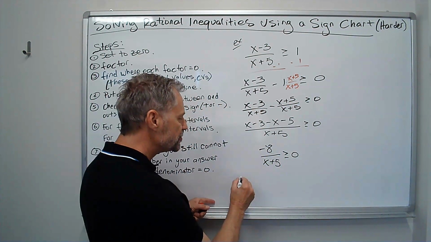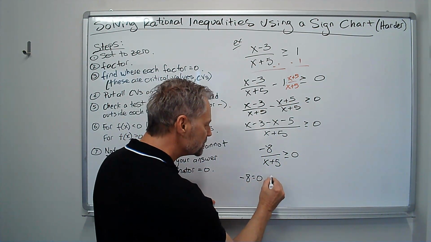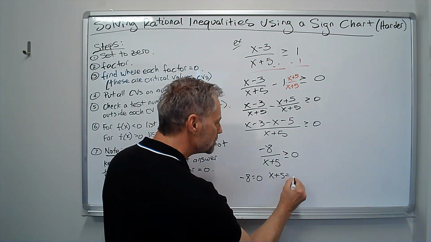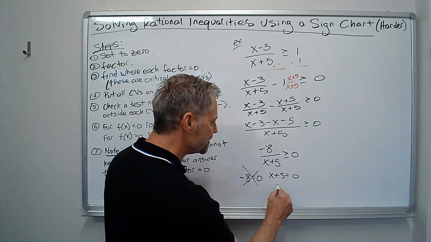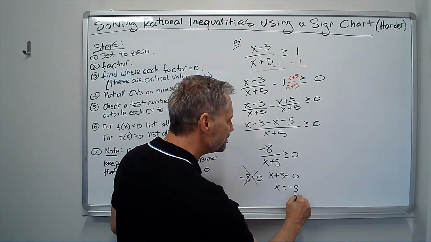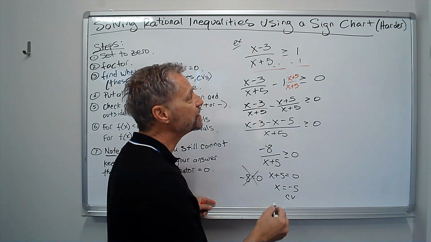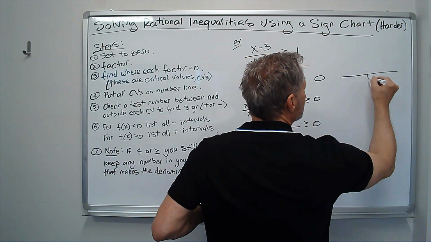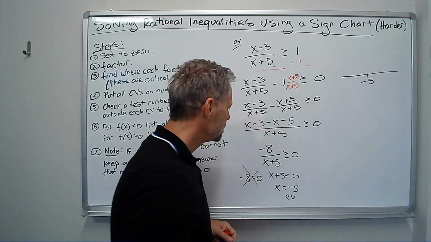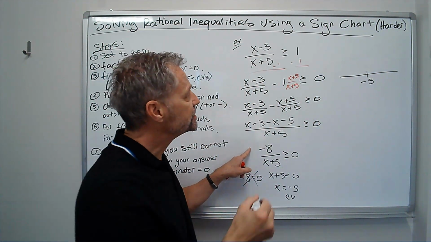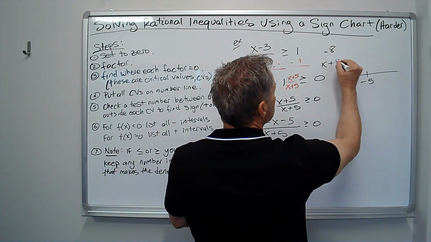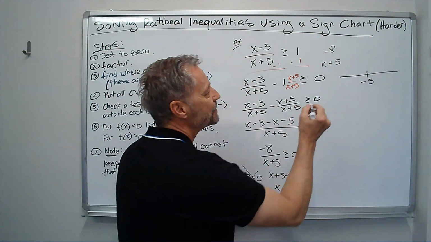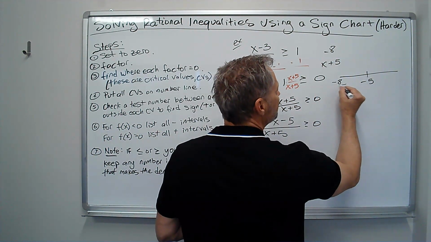Now, I usually set the top equal to 0 and the bottom equal to 0. Well, the top, negative 8, never equals 0. That doesn't give me a critical value. Well, the bottom does. If I subtract 5, I get x equals negative 5. That's my only critical value. So when I go to my sign chart, I'm going to put negative 5. I'm going to plug it into both of these, negative 8 and x plus 5. And then down here is going to be negative 8 divided by x plus 5.